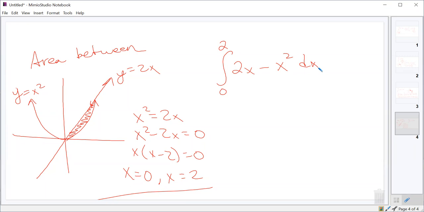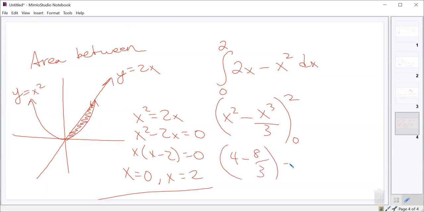And then we integrate. What's the integral of 2x? X squared. Integral of negative x squared ought to be negative x cubed over 3. We'll evaluate from 0 to 2, which should give us 4 minus 8/3 minus 0 minus 0. And 4 minus 8/3, 4 is 12/3. All right. 12/3 minus 8/3 should be 4/3. Good or no? Y'all good here with that?